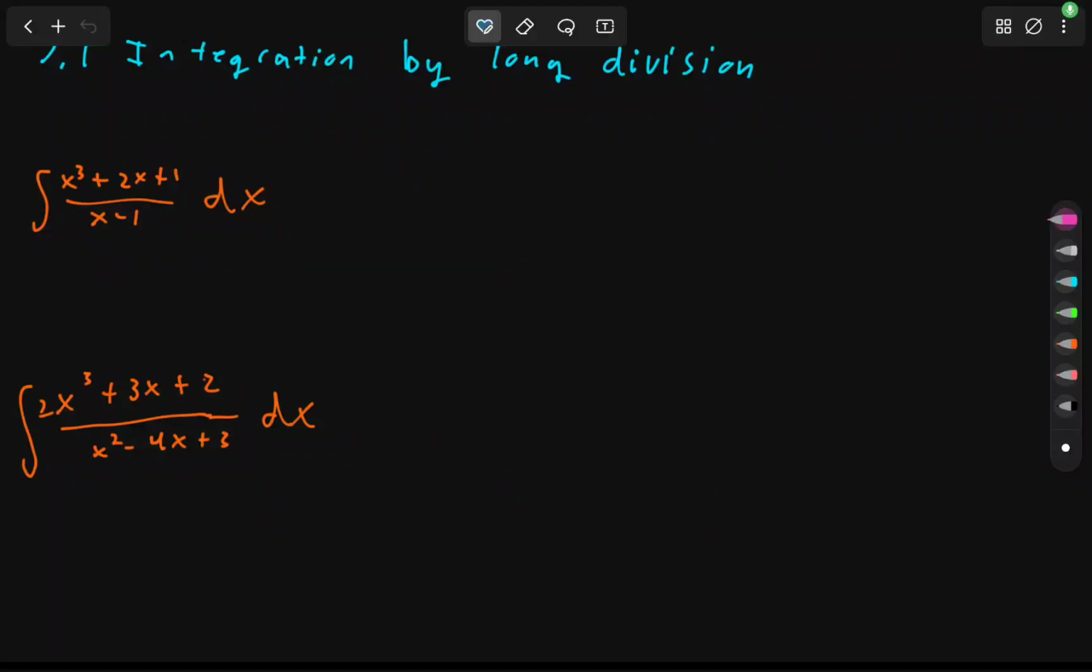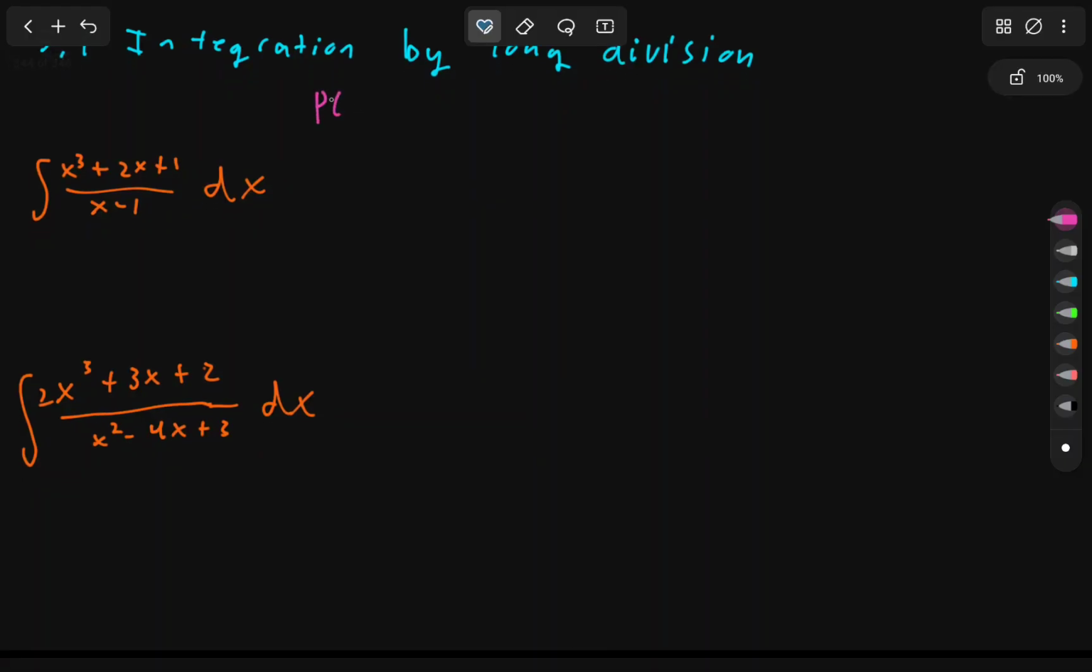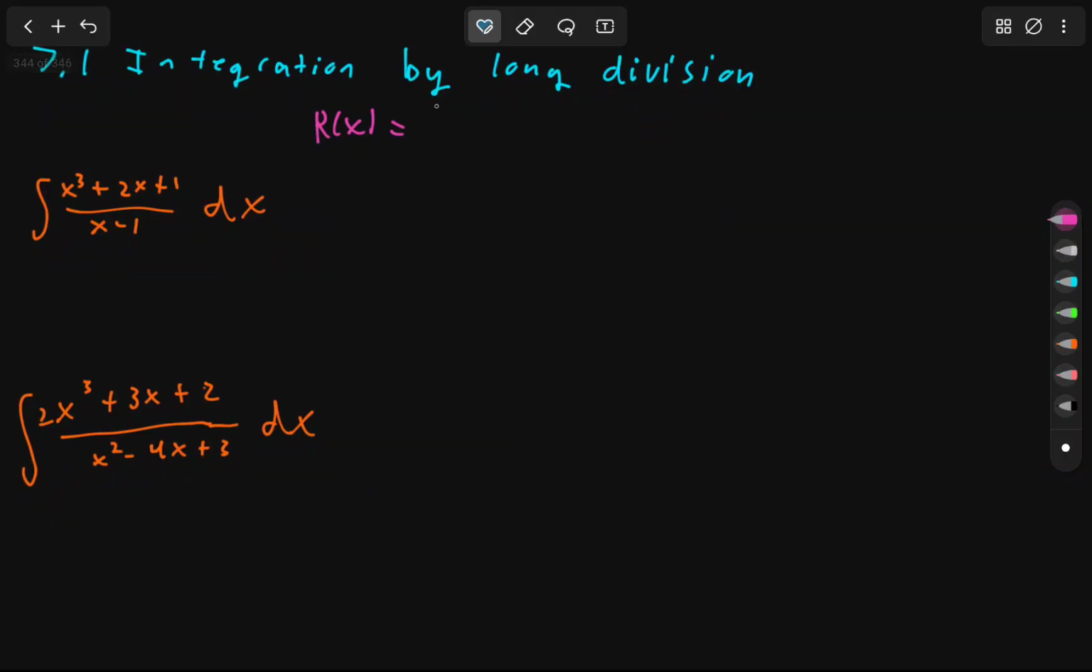So in today's video we're going over one of those more basic integration techniques, especially if you're in like AB calculus. This integration technique is integration by long division, and it will normally work with rational functions. A rational function, let's call it r of x, is the same thing as p of x divided by q of x, where p of x and q of x are both polynomials, and that is a rational function.